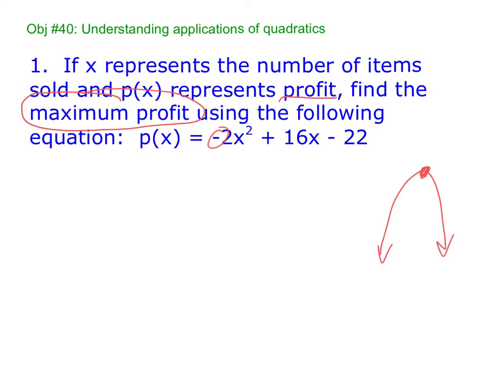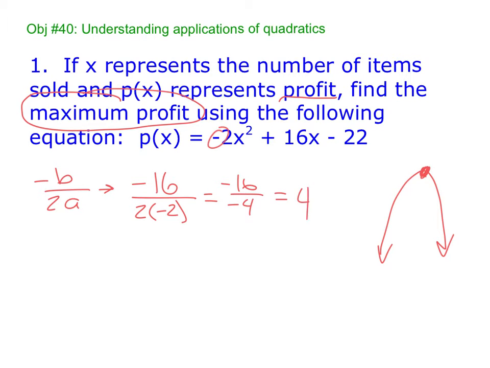All right, so how do you find the max? Negative b over 2a. Now, you can put this in the calculator. I think it's easier to use the calculator with negative b over 2a and plugging in. I think that's the easiest way. So my b is 16, so negative 16 over 2 times negative 2. So that's negative 16 over negative 4, which is 4. Is 4 the answer? It wants the maximum profit. X represents the number of items sold, so this is the items sold.